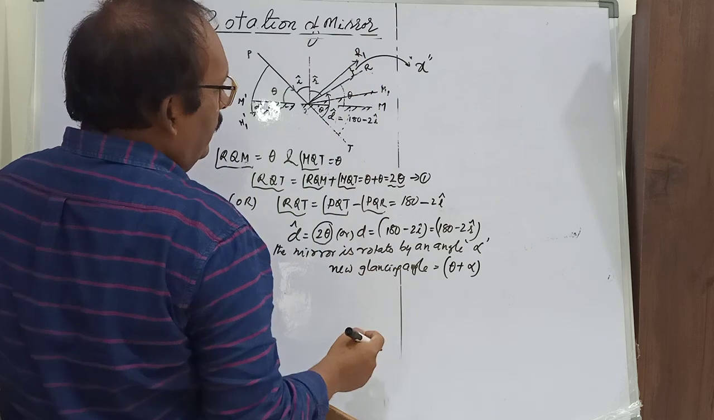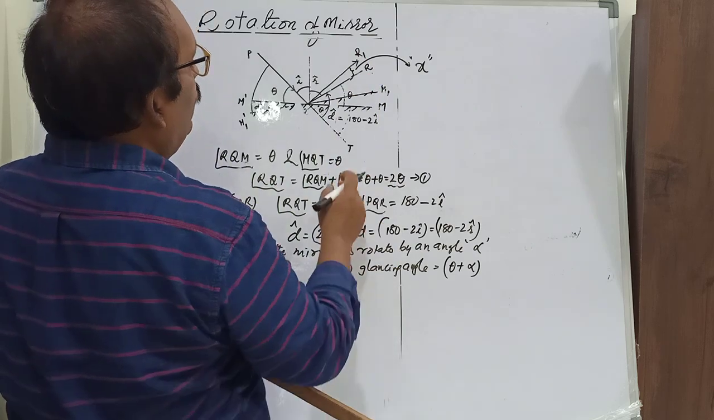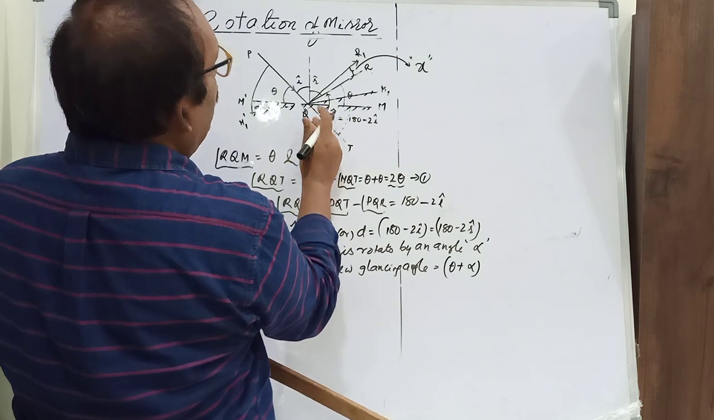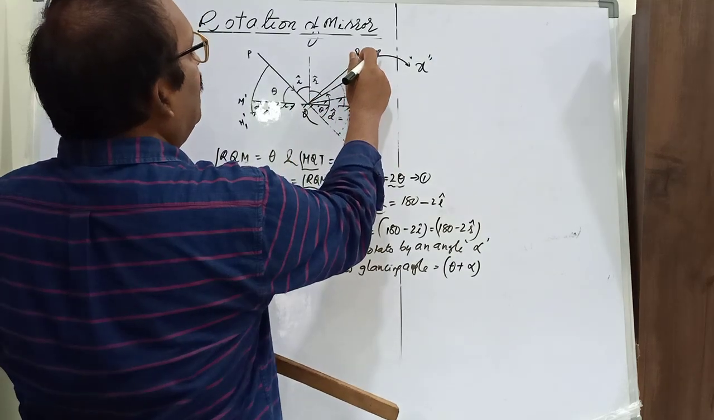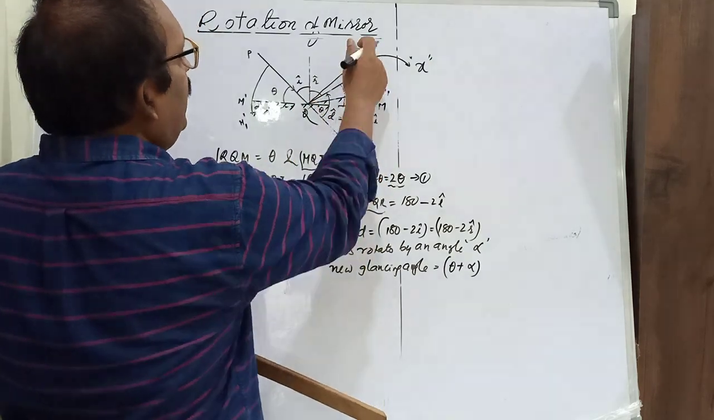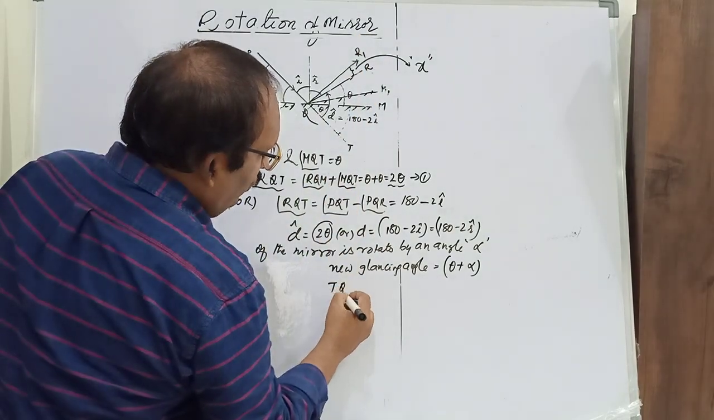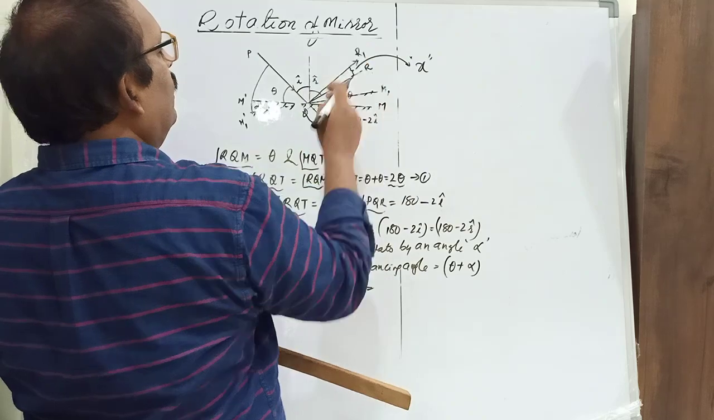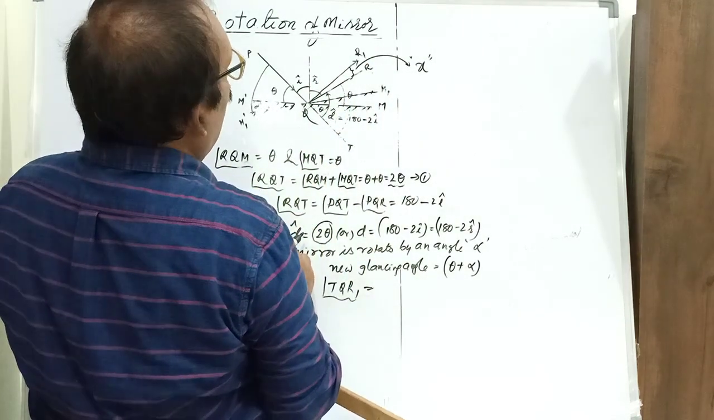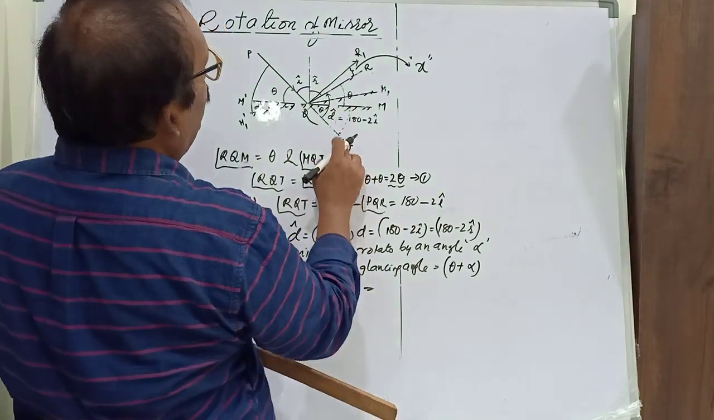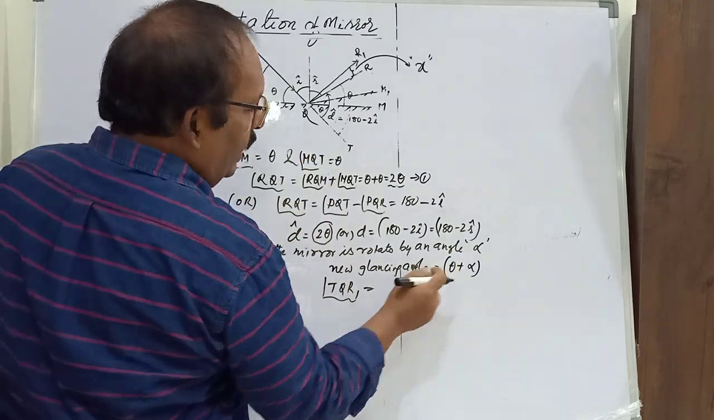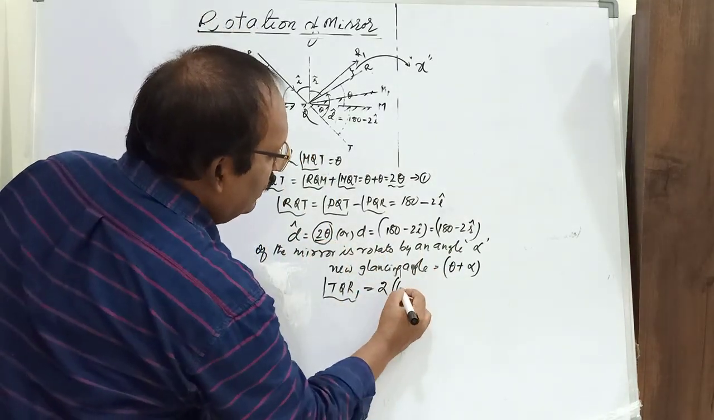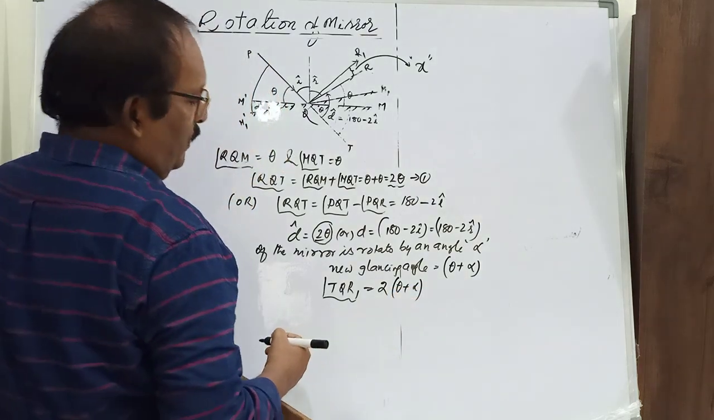So for that, what shall we do now? Now the initial direction of the incident light ray is along Q to T, and this is the reflected ray direction. So we need angle TQR1. What is this value? It is 2 times the glancing angle, that is 2 times theta plus alpha.